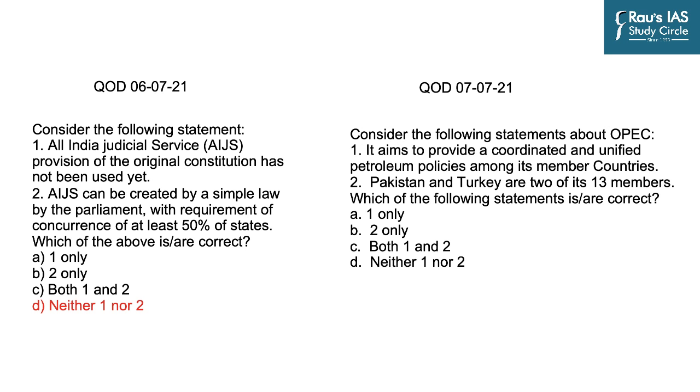The answer for yesterday's question is neither 1 nor 2. And a lot of people have doubt with respect to statement 1 being wrong. Now, statement 1 is wrong because the original constitution did not have any such provision dealing with all India judicial services. Since it did not have, it could not have been implemented. And so that is why statement 1 is wrong and statement 2 is obviously wrong.